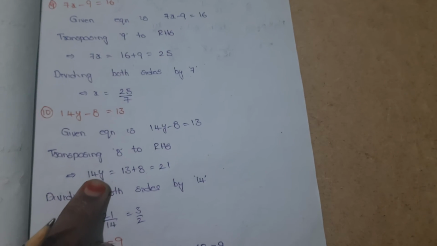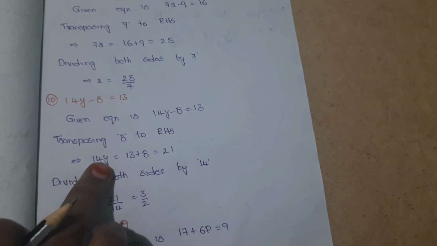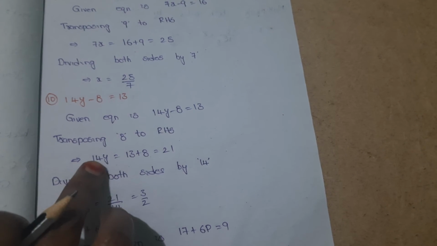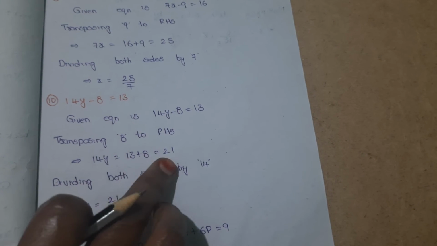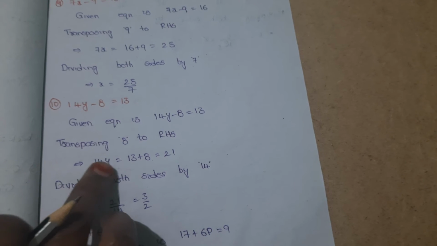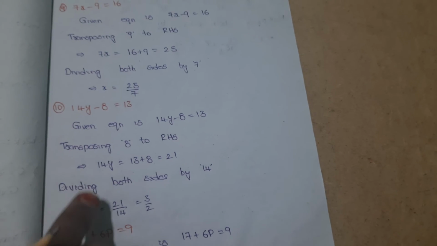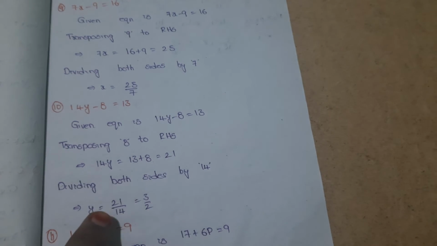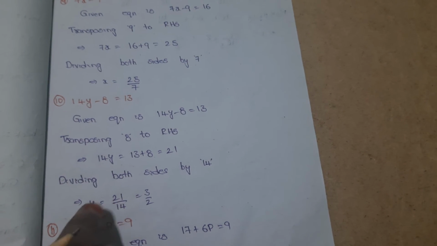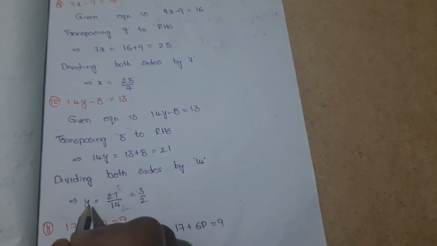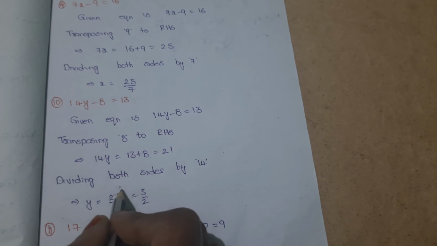After this, the variable y is getting multiplied with 14. Therefore, we should divide both sides of the equation 14y is equal to 21 by the number 14. Here 14y by 14 becomes y only, so we simply write it as y. Next, it becomes 21 by 14. 21 by 14 is nothing but, 7 threes are 21 and 7 twos are 14. Therefore, the value of y is 3 by 2.